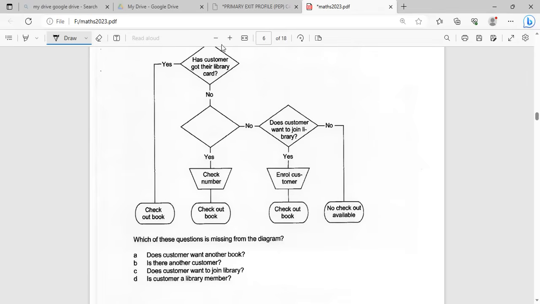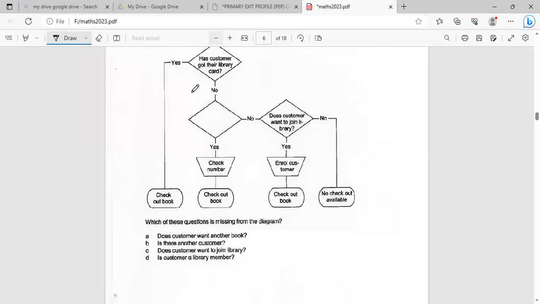All right, guys. Well, I have to study them because they can be a bit tricky. So, has the customer got the library card? No. Some ask a question here. So, does the customer want another book? No, they never get no book. Is there another customer? Yes, no. Does the customer want to join the library? Yes. Check number. No. If either of them says check the number, it means it's an existing member. Is the customer a library member? Yes. Check out the book. Yeah. So that's D.